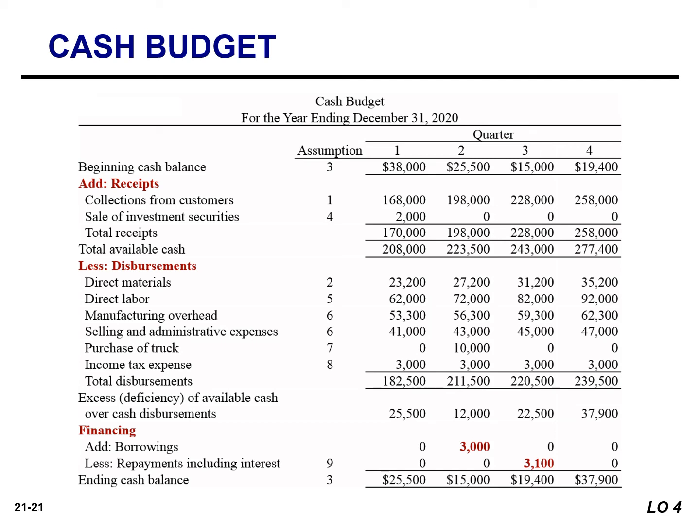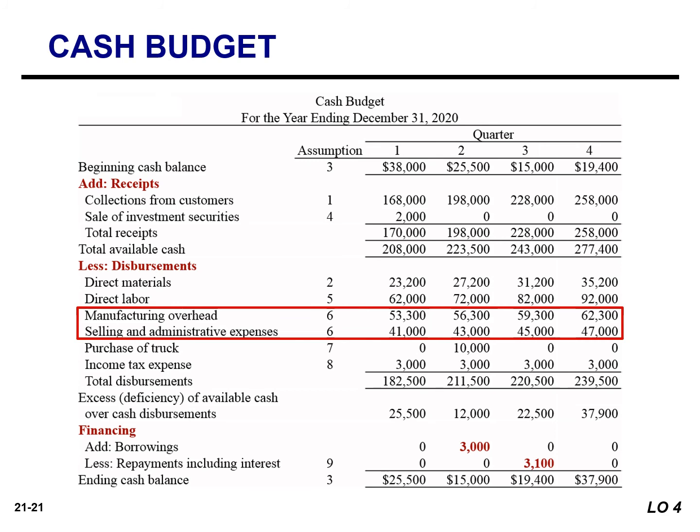All right, a couple things I want to mention before we move on to a new topic. When it comes to the manufacturing overhead and the selling and administrative expenses, make sure you exclude depreciation from those amounts. The ending cash balance of Q1, $25,500, becomes the beginning balance for the second quarter.